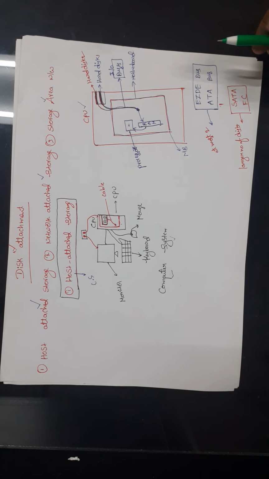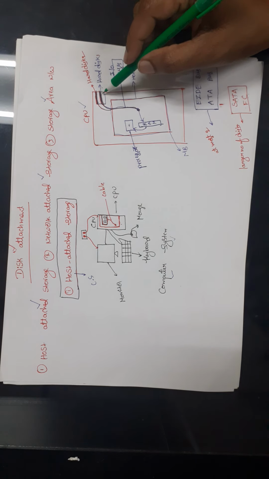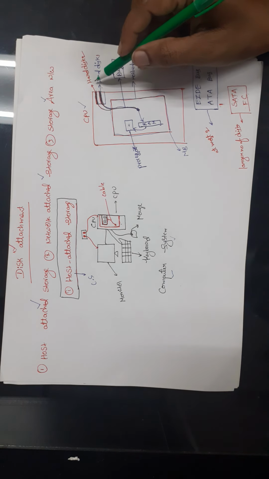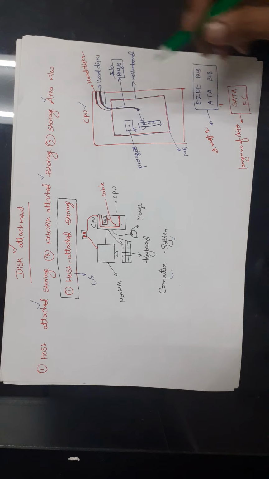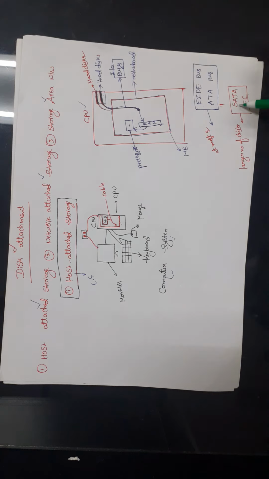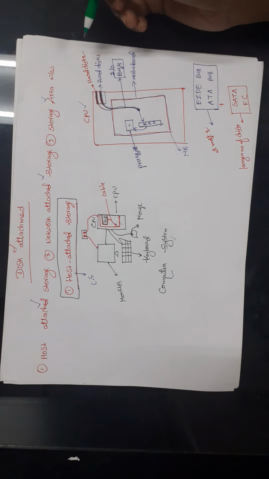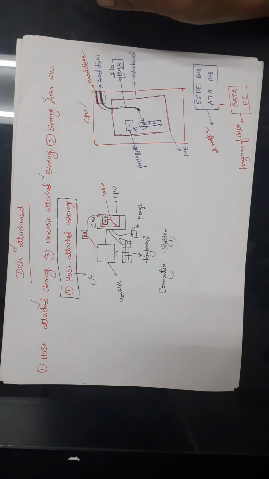If you use other buses like SATA and FC, SATA means Serial Advanced Technology Attachment, and FC is nothing but fiber channel, then we can connect a large number of disks. In the computer system, according to our requirement, we can place many hard disks. We can place 2, we can place 3, like that based on our requirement. If you use the first two buses, you can connect only two hard disks, but with SATA and FC you can connect many hard disks to our system. So this is about host attached storage.